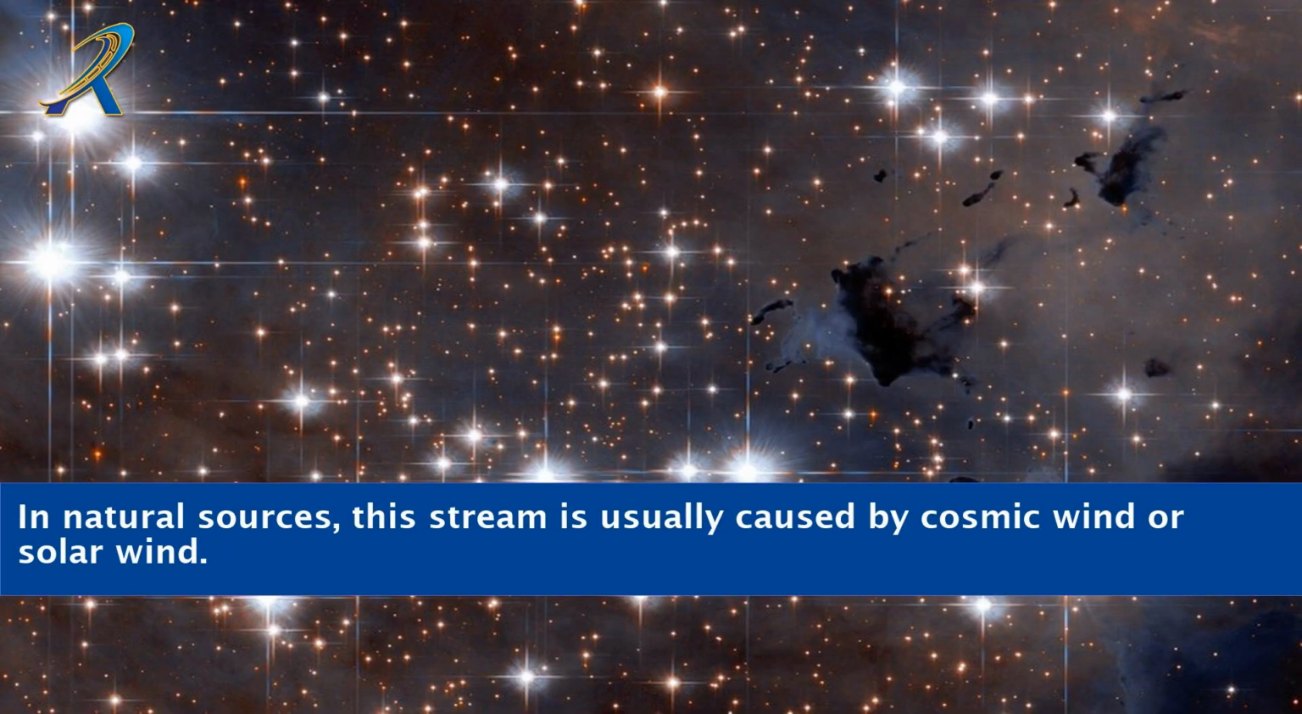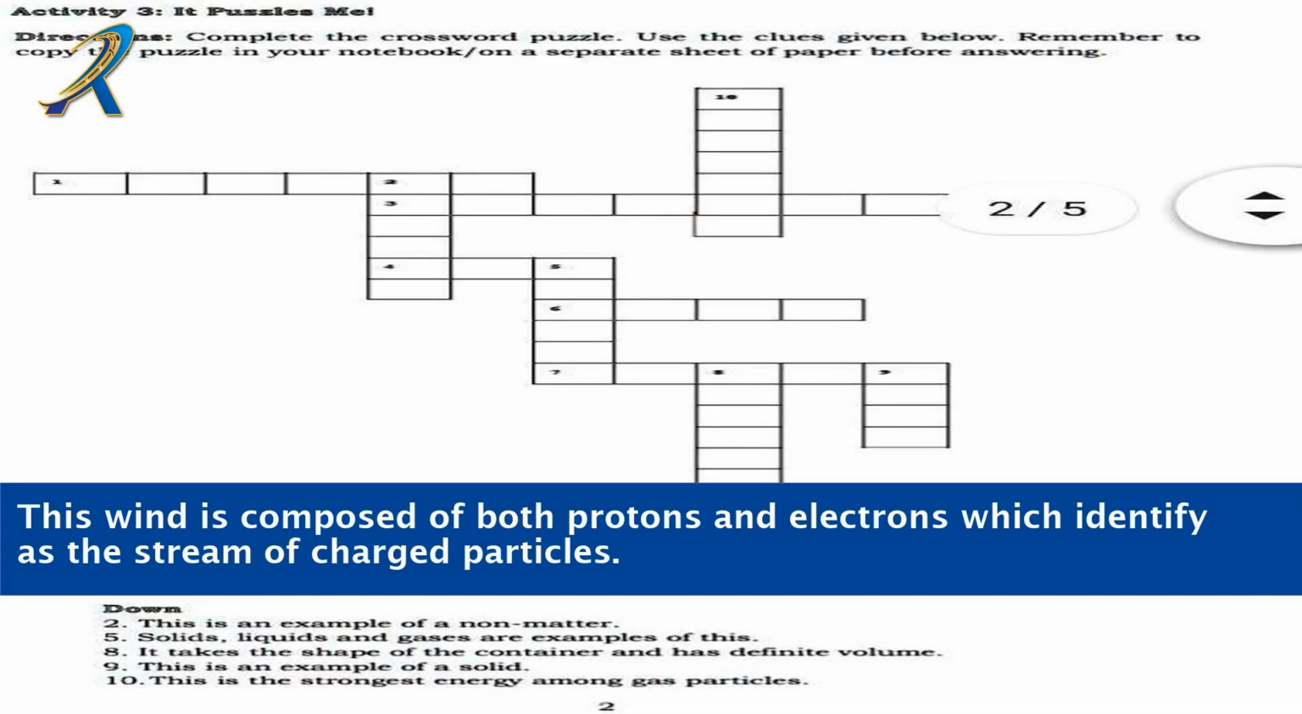In natural sources, this stream is usually caused by cosmic wind or solar wind. This wind is composed of both protons and electrons, which identify as the stream of charged particles.